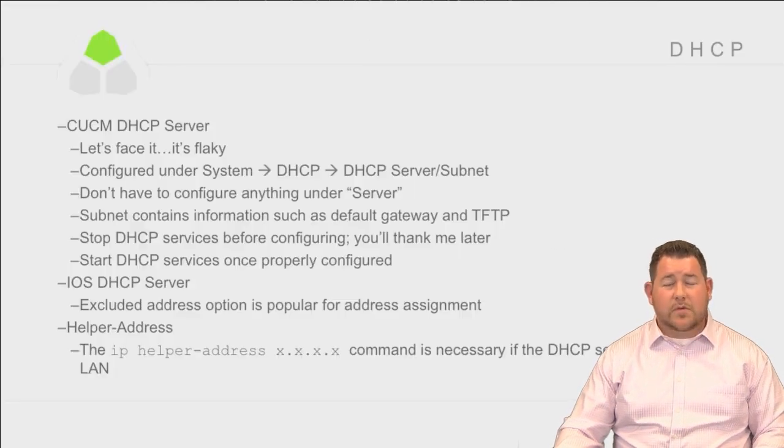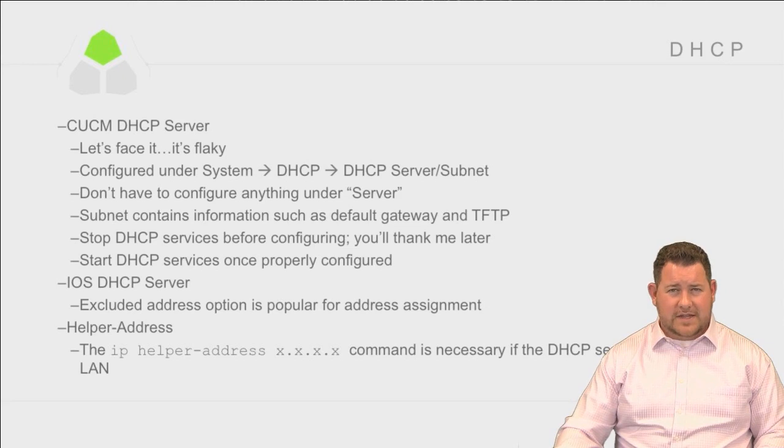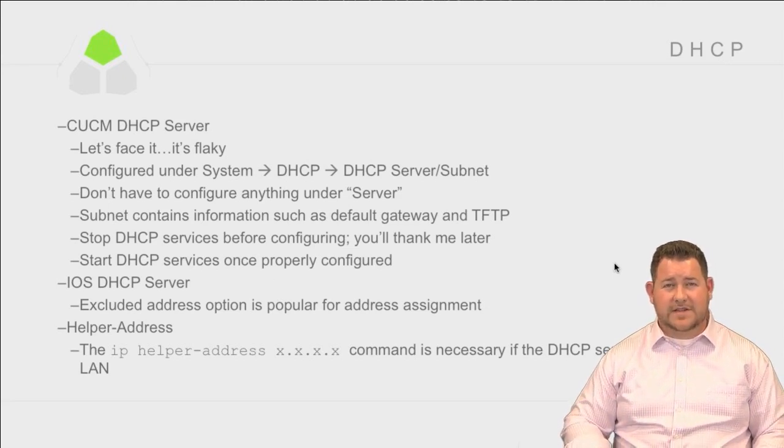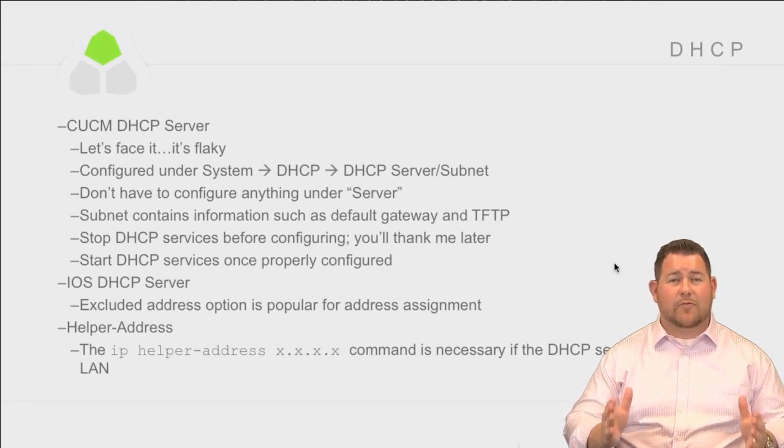The next thing would be the IOS DHCP server, and this is a lot less flaky than the CUCM server. It still has its little quirks here and there, but most of the time you're not going to have too many problems with it. A very popular option for that would be the excluded address option. So when you have an excluded address from your DHCP server, you're saying it cannot be in that range.